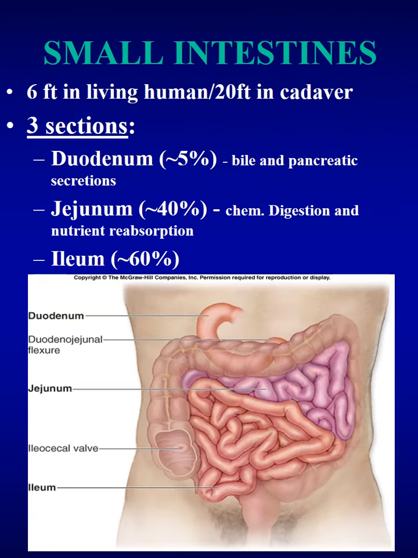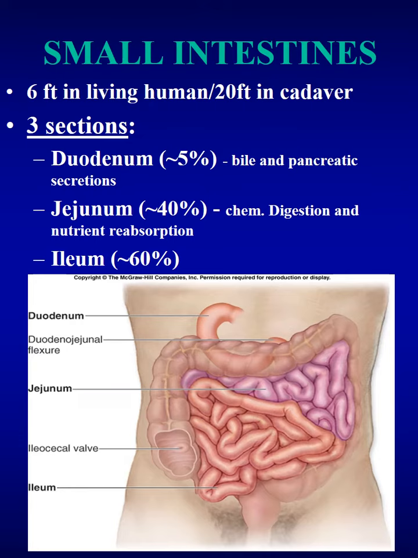The small intestine finishes the chemical digestion process and is responsible for absorbing up to 90% of the nutrients and water. Ingested materials spend at least 12 hours in the small intestine as chemical digestion and absorption are completed. It is 6 feet in the living human and about 20 feet in the cadaver, and it's longer in the cadaver because of the muscle tone.